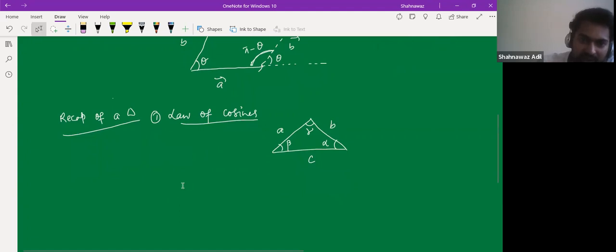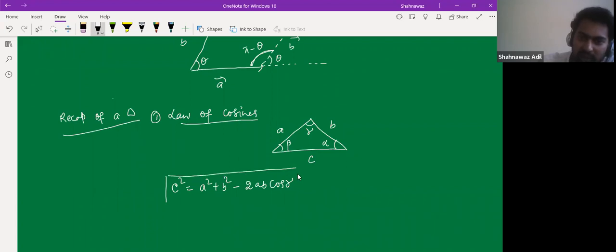Okay. So according to the law of cosines, the square of the third side is equal to the sum of the squares of the first two sides minus the product of the two sides into the cos of the angle opposite to this third side. Okay. So this is the law of cosines for a triangle. Understood? I am telling you this because these are very important.